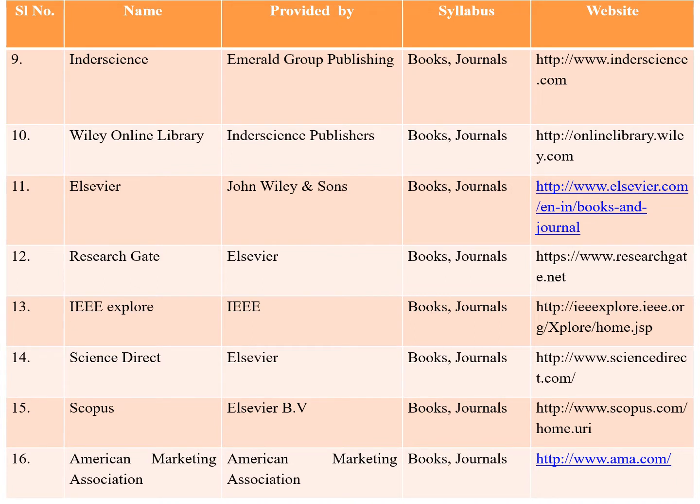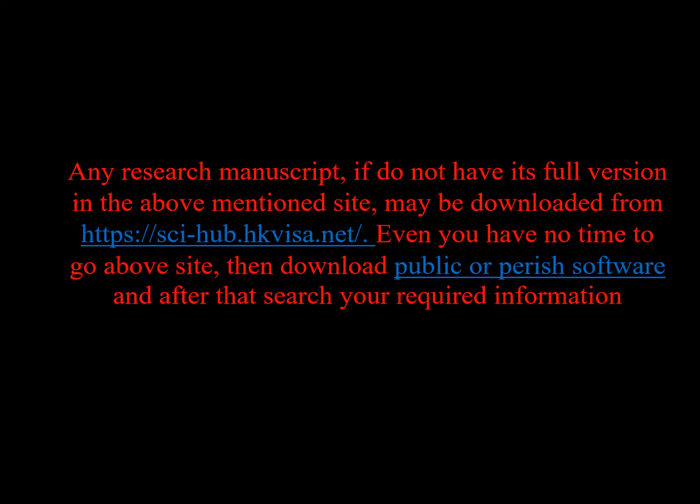Similarly, there are other journal sites, such as Inderscience, Wiley, Elsevier, ResearchGate, IEEE, Scopus, American Marketing Association. These are also sites you can go through for different types of books and journals. Many times when you enter these sites, you find difficulty downloading the research paper for your understanding. In that case, you just do one thing.